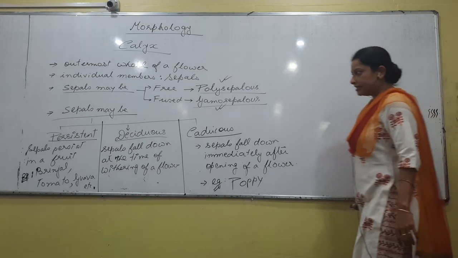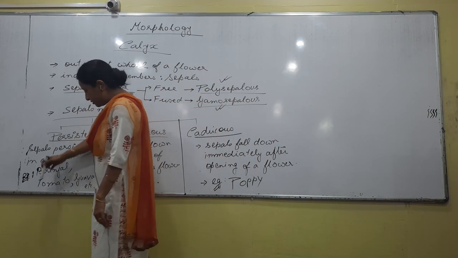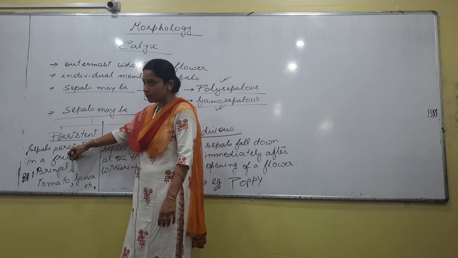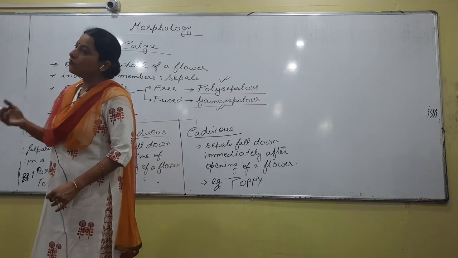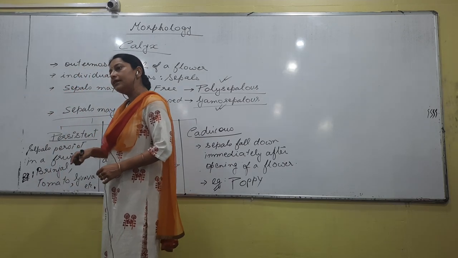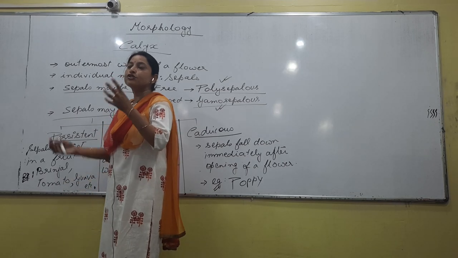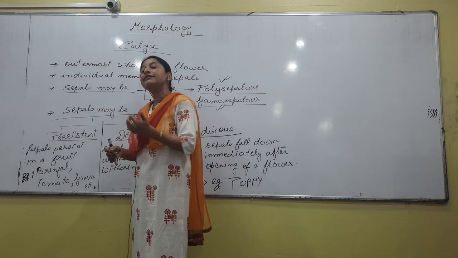Right. Next, persistent calyx. For example, brinjal, tomato and guava. I think you have seen all three of the fruits, right? In case of brinjal, the calyx that we have is obviously green in color. Tomato is also green in color, but in case of guava, it is a brown colored portion at the top of the fruit. That is also calyx, but that's not green in color.